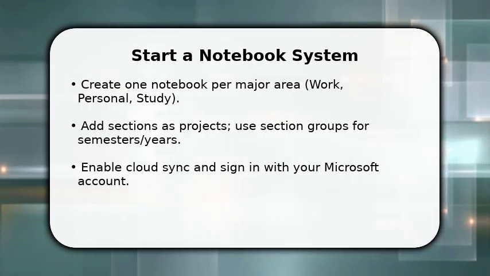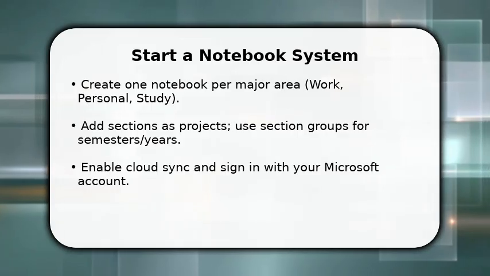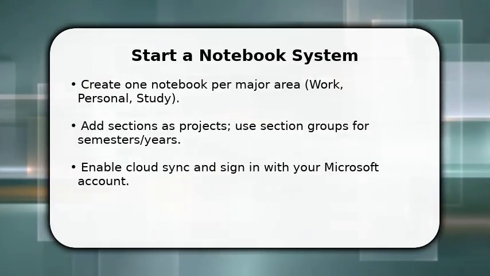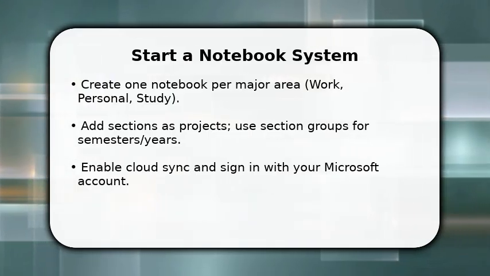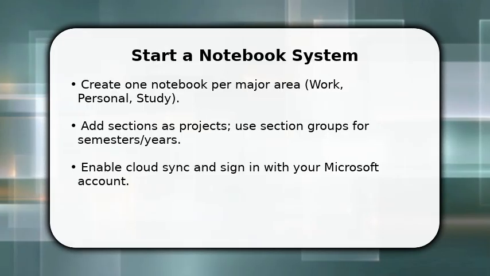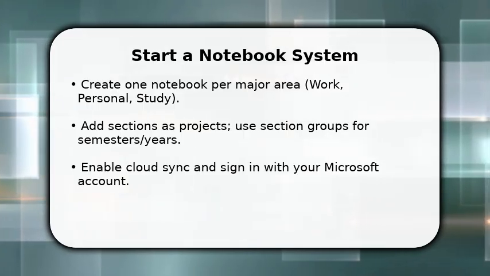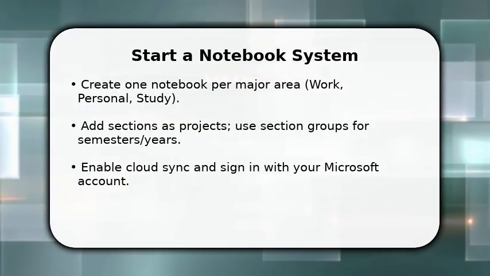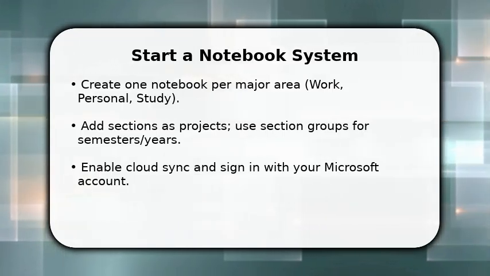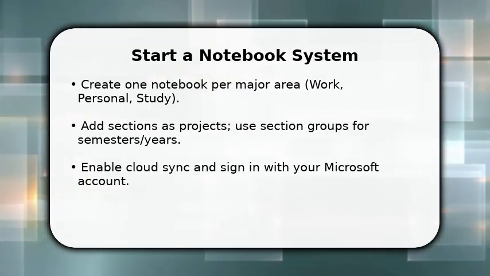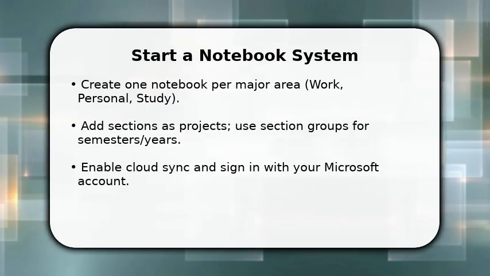You begin by creating a single notebook for each major life area so your notes don't collide. This is how you enforce separation. Once done, add sections for active projects and section groups for long-term containers like semesters or fiscal years, because organization depends on clear boundaries. Make sure to sign into OneNote and enable Cloud Sync so changes follow you across devices.